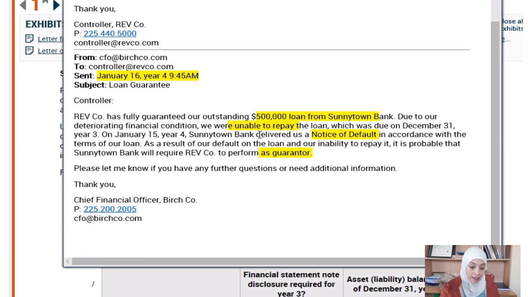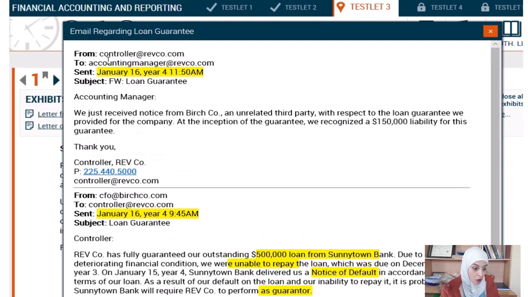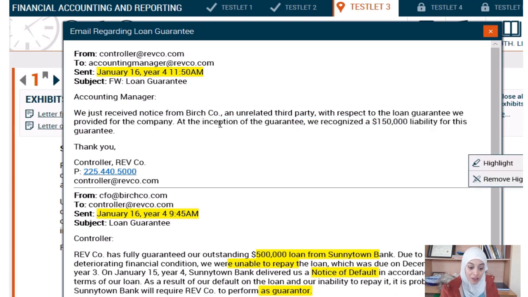And here is what they reply, the controller at RIF.com. He sent an internal email to the accounting manager, and he said, "We just received notice from Birch Company, an unrelated third party, with respect to the loan guarantee we provided for the company. At the inception of the guarantee, we recognized a 150,000 liability for this guarantee. Thank you."